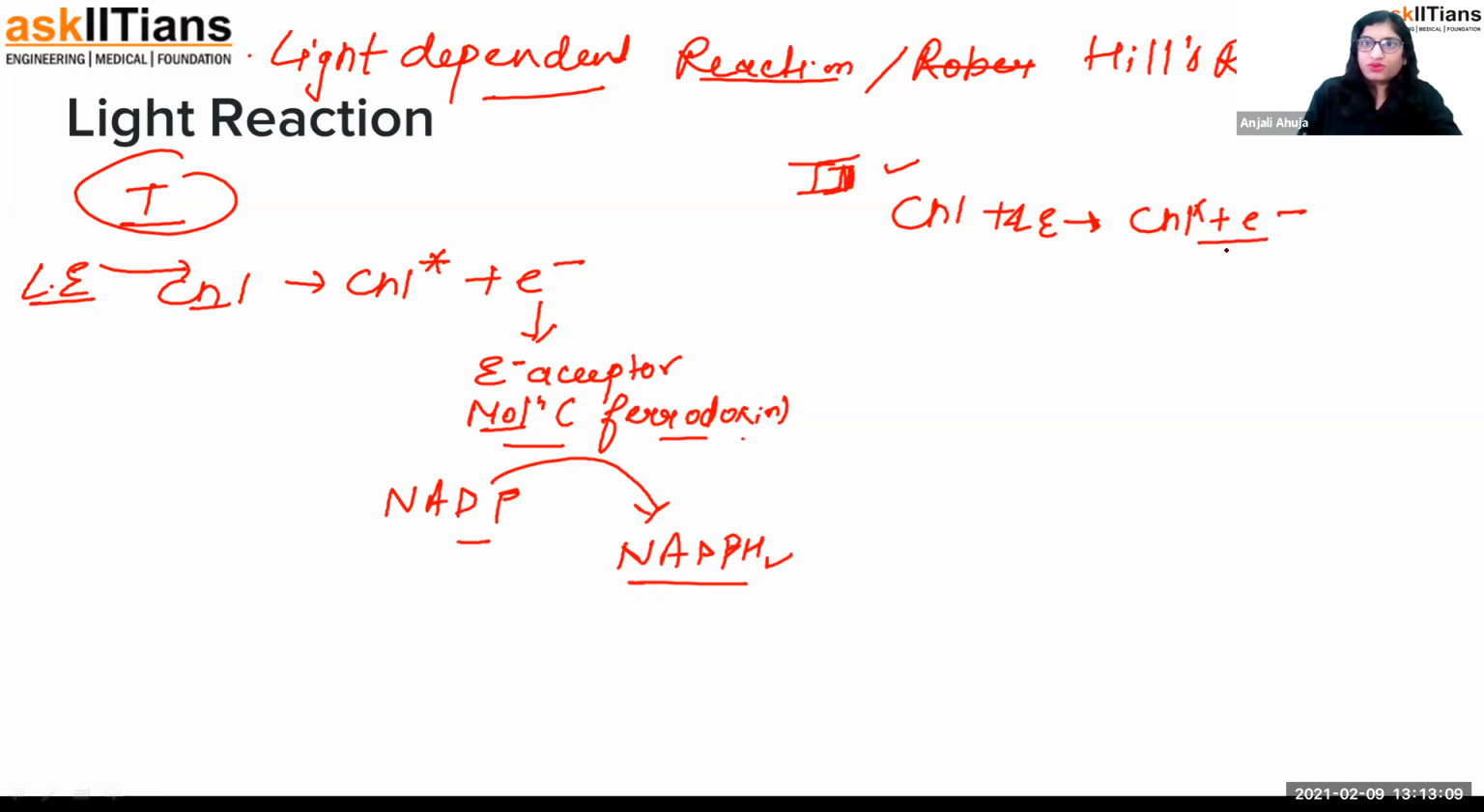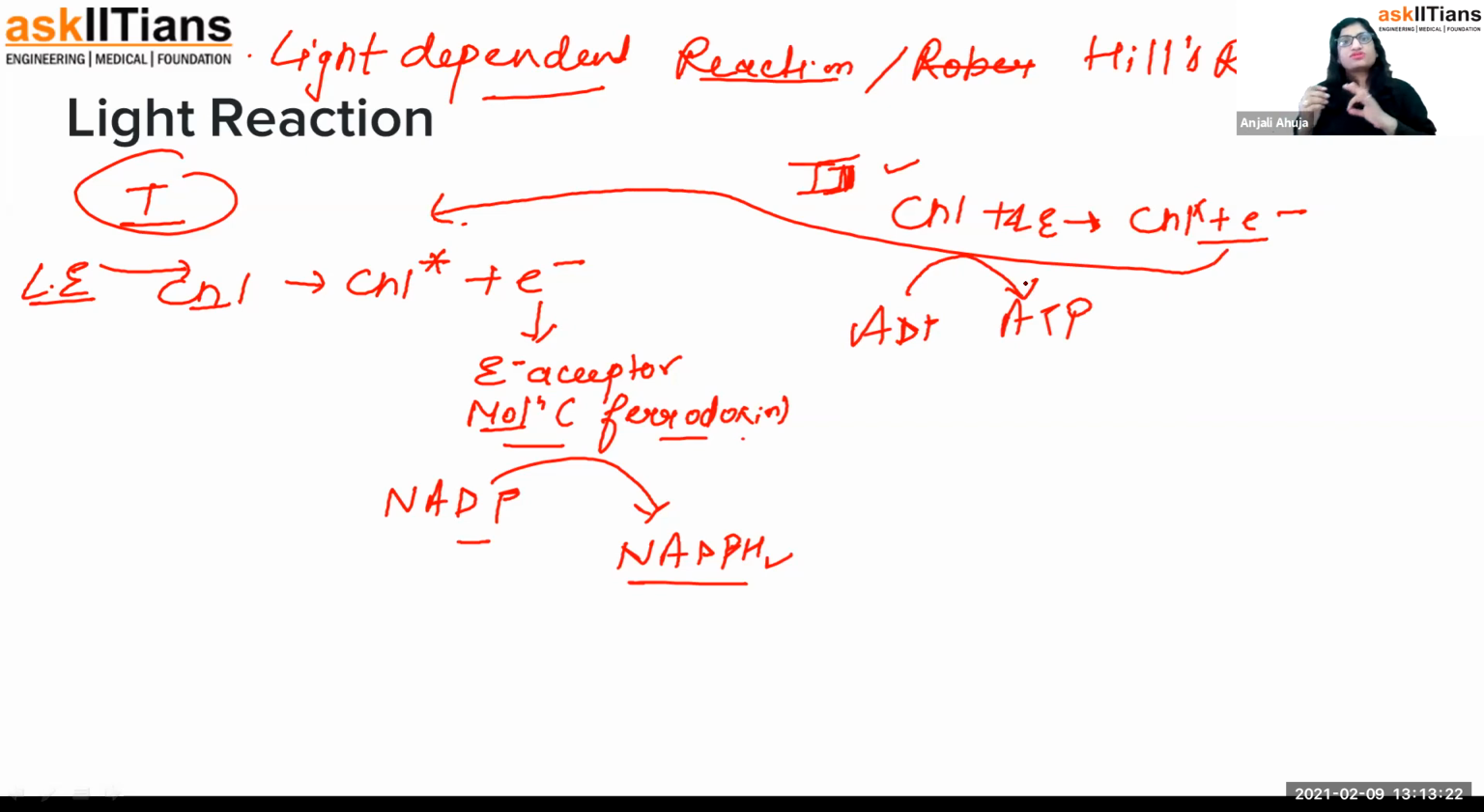Now this electron goes into photosystem one. In this process, it helps in the formation of ATP from ADP. ATP is adenosine triphosphate, and ADP is adenosine diphosphate. So one phosphate molecule joins the process, and the electron helps in binding these molecules. So that is ATP. Clear?